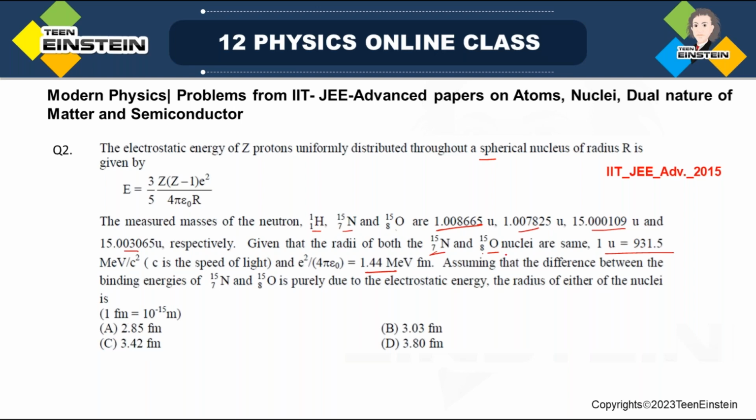I'll try to make you understand this problem once again. See, this is the electrostatic energy for a nucleus which has Z protons distributed over the surface. So I have now two nuclei, this one and this one.